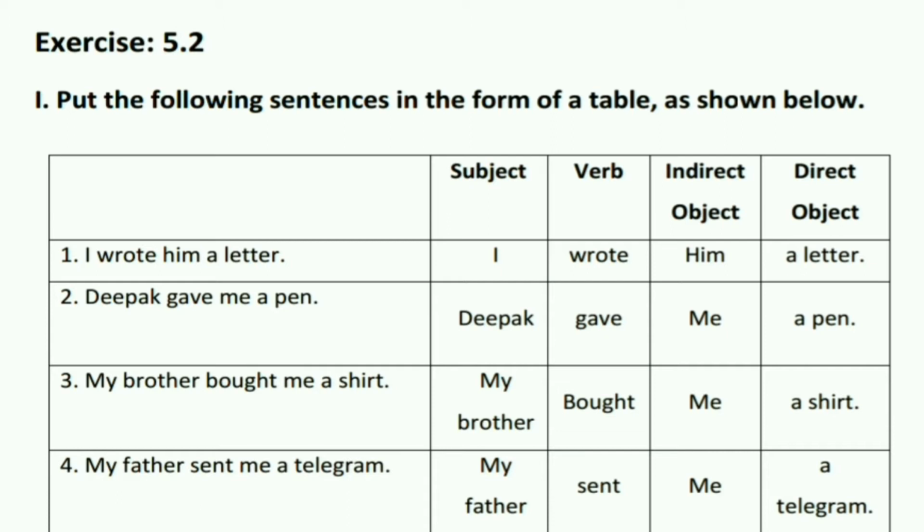Next one is Deepak gave me a pen. So Deepak is subject, gave verb, me indirect object, a pen direct object. Third, my brother bought me a shirt. My brother subject, bought verb, indirect object me and direct object a shirt. Fourth, my father sent me a telegram. In this statement subject is my father, verb is sent, indirect object me and direct object a telegram.